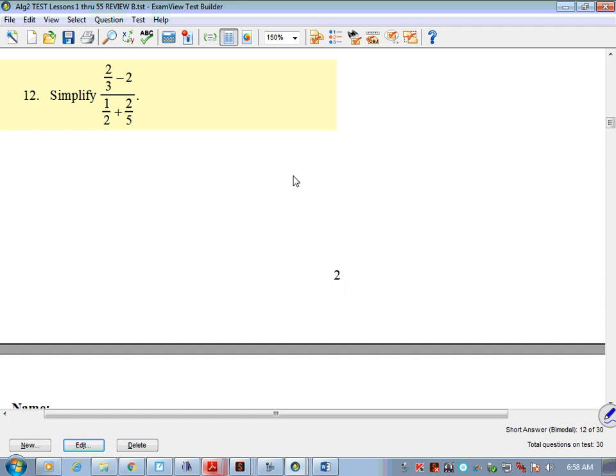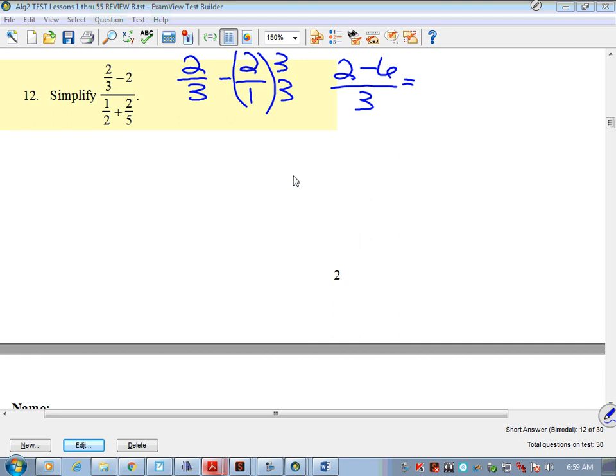We're going to handle the numerator first. We're going to rewrite the numerator with -2 over the denominator of 1. So we've got 2/3 minus 2 over 1. We need a common denominator before we can add or subtract fractions. So we're going to get a common denominator of 3. Okay, so we're going to multiply our right-hand side by 3 over 3. That's going to leave me with 2 minus 6 all over 3. 2 minus 6 is -4. So we have -4/3 for our numerator.